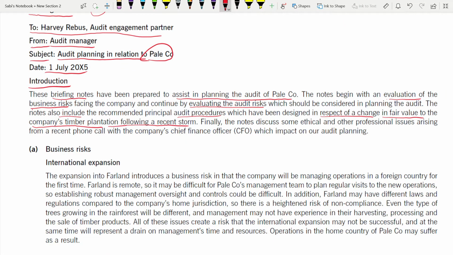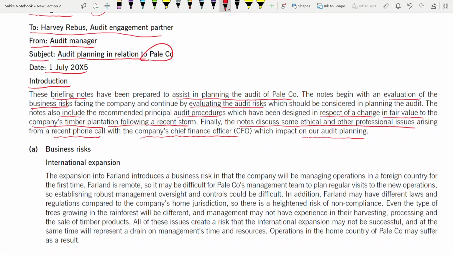As it is, you are writing. All these are there in the requirements only. You don't have to even think what you are going to write. It is there in the structure given, and the order also is there. So finally, the notes discuss some ethical and other professional issues arising from the recent phone call with the company's CFO, which impact on our audit planning. So I hope this gives you an idea of how to write an introduction now.